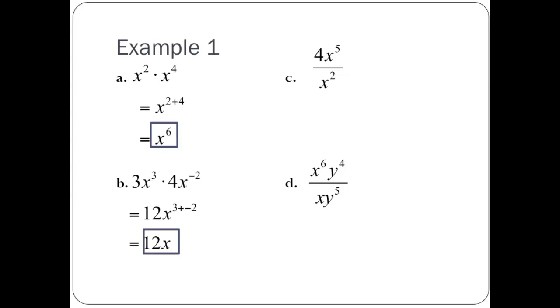All right, the next one, we have 4x to the fifth over x squared. Now again, we have a 4 out in front. We just know that 4 divided by 1 is going to be 4. So now let's look at the exponents here. We have x to the fifth over x squared. Now remember, when you divide, that's when you want to subtract the exponents. So this is going to be 4 times x to the 5 minus 2, which is 4x cubed.